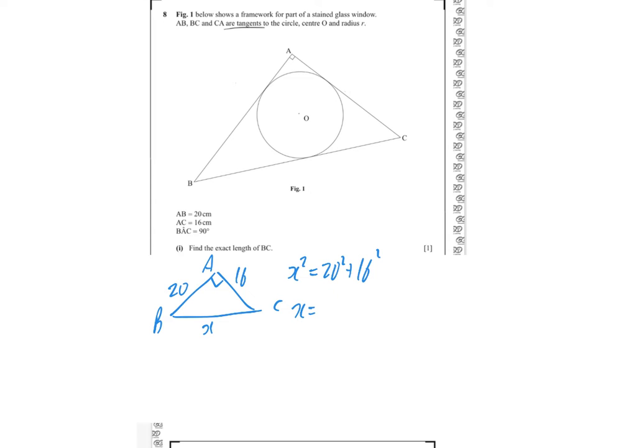You will get 20 squared is 400, 16 squared is 256, that's going to be X squared equals 656, which means X is equal to the square root of 656. If you do it on your calculator, square root of 656 and press equals, you will get an exact value of 4 root 41, and that's what they wanted, as I said, exact in the question.